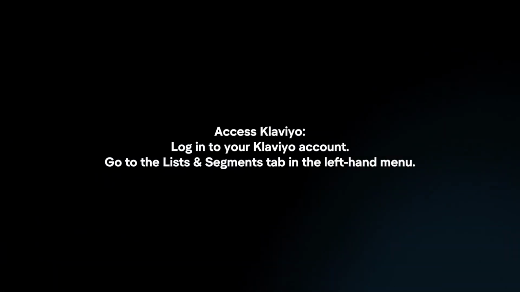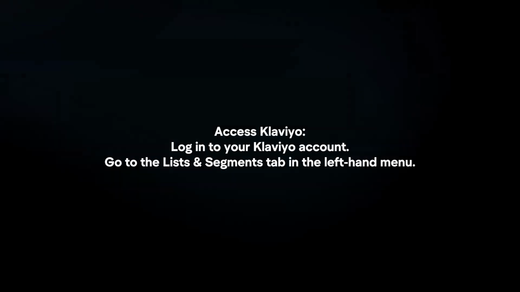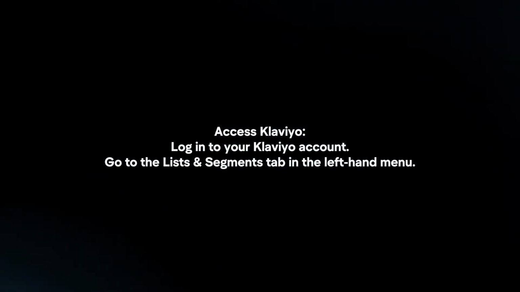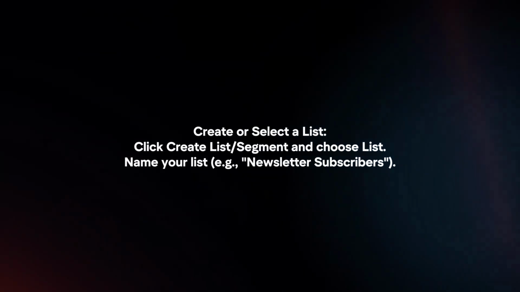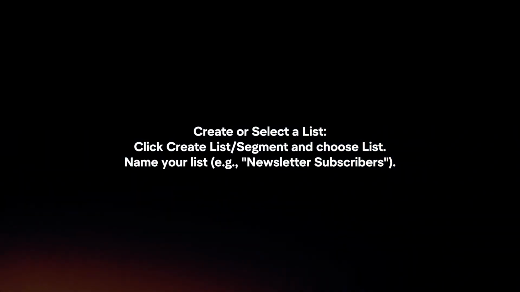Access Klaviyo. Log into your Klaviyo account. Go to the Lists and Segments tab in the left-hand menu. Create or select a list. Click Create List or Segment and choose List. Name your list.